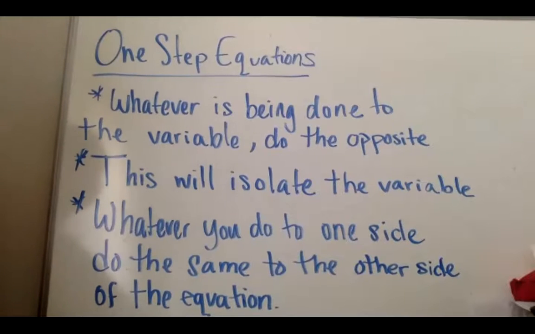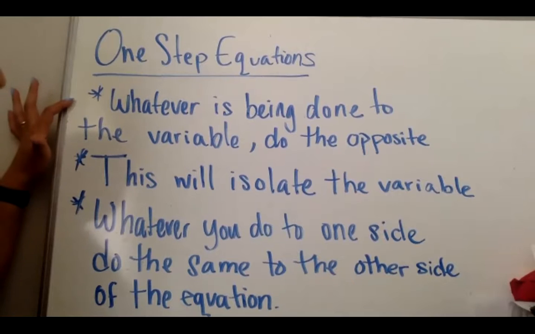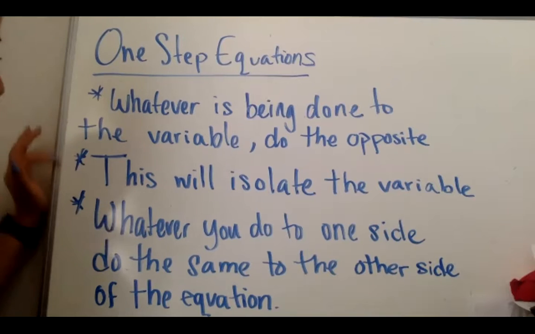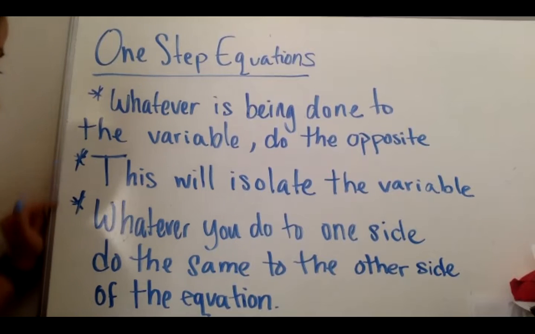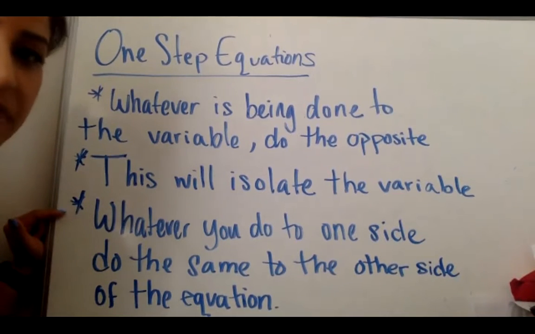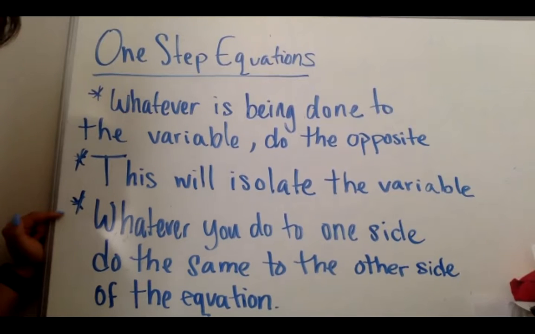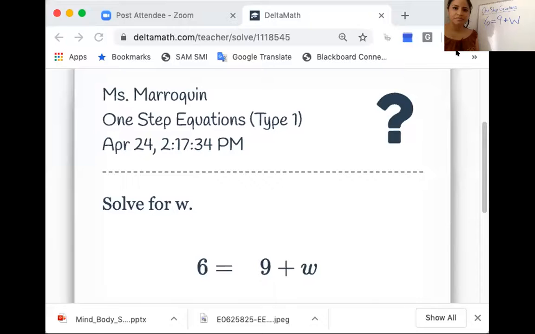So here is a review of what we're doing. Whatever is being done to the variable, do the opposite. This will isolate the variable. The whole goal of an equation is to get the variable by itself. And the third step is whatever you do to one side, you have to do to the other side of the equation. Here's another example from Delta Math.